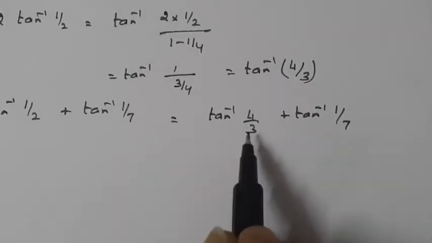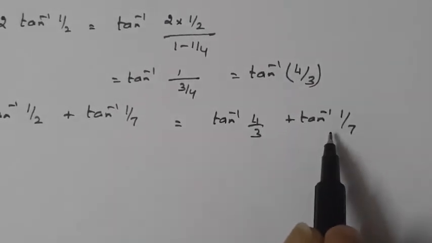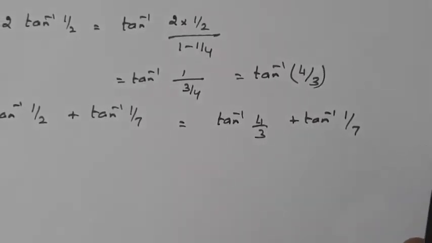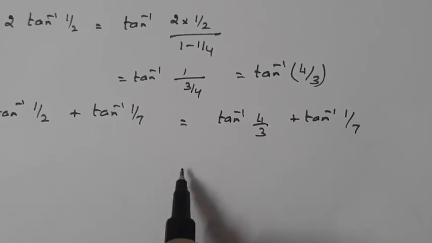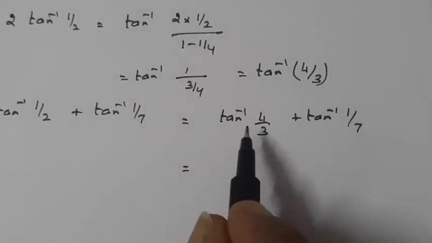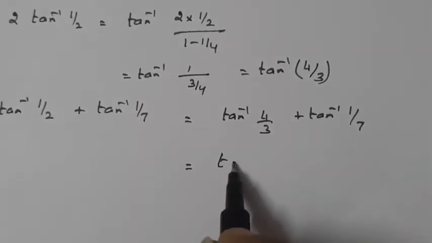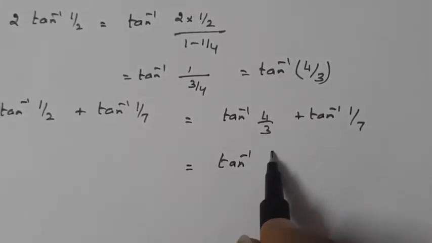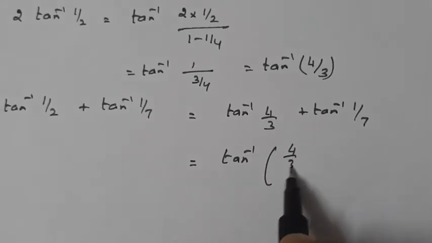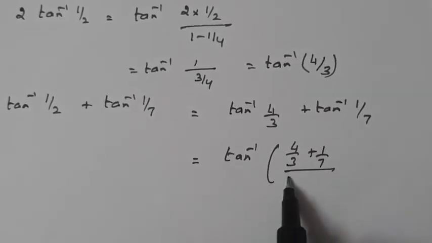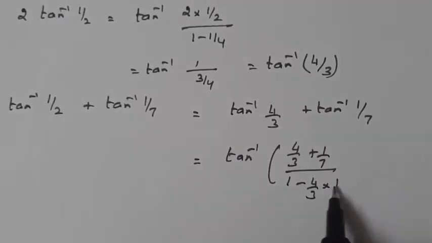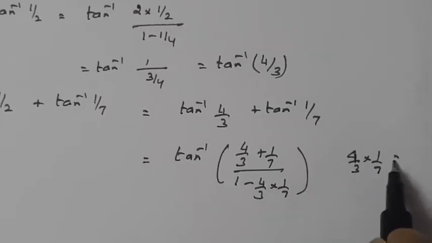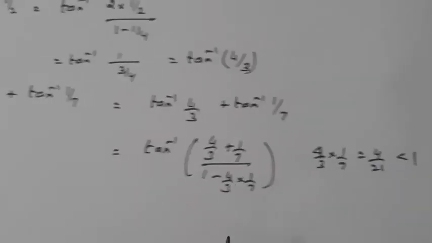Again, it is in the form tan inverse of x plus tan inverse of y, where the product of x and y, 4 by 21, is less than 1, as it is a proper fraction. So, again we can apply the formula tan inverse of x plus tan inverse of y here. What would be the right hand side for this? Tan inverse of x plus y, that is 4 by 3 plus 1 by 7 divided by 1 minus 4 by 3 into 1 by 7, where 4 by 3 into 1 by 7, that is 4 by 21, is less than 1.